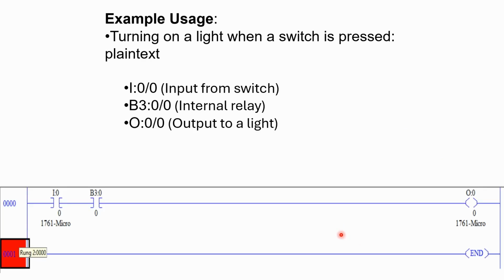An example usage here would be turning on a light when a switch is pressed. For example, here you've got I:0/0, which could be the input from a switch, and you see it right here as a normally open contact. And then B3:0 could be an internal relay, so we need this to actually be turned on as well. This input would have to close, this contact would have to close, and then that would energize our coil here for O:0/0, which would be our output to the light.